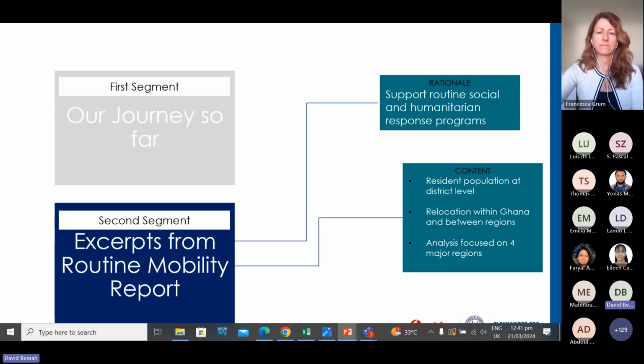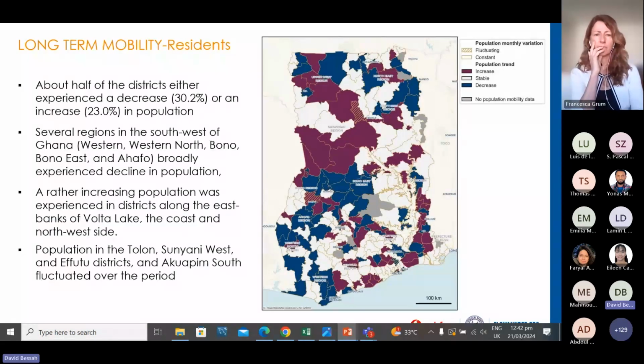The content to share with you is just a snapshot of what we have. We'll look at just the resident population at the various levels. We have the relocation, which helps in the adjustment of the population in an area to get the resident population. And then the focus for this report, even though we have 16 regions, we selected 4 major regions because of their population and then also being the hub for economic activities. And so just to share some highlights from the report with us. The intention is not to go into the findings, but just to share some of the charts we have.